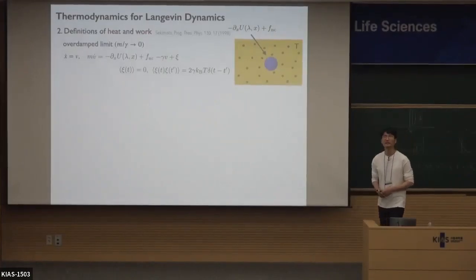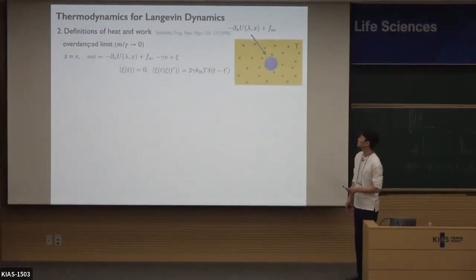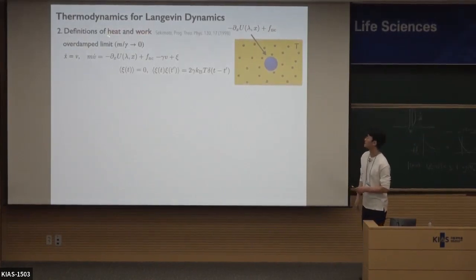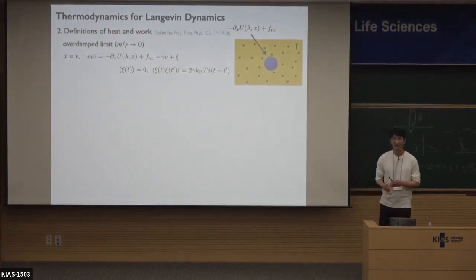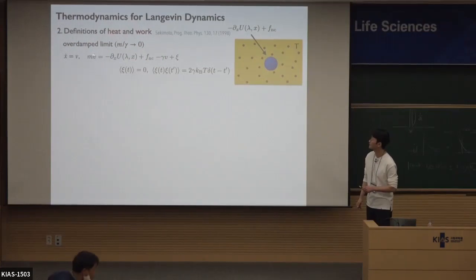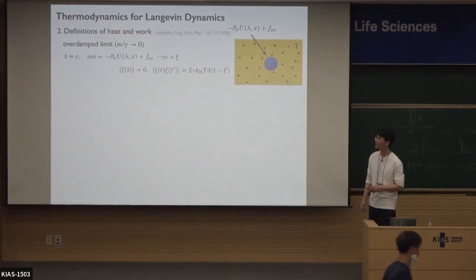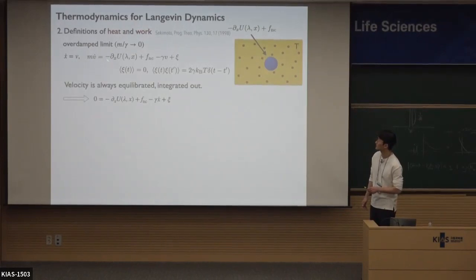Okay, and now let's consider the overdamped limit. The overdamped limit is the limit where M over gamma goes to zero. In such a limit, the velocity relaxation time is very short compared to the dynamics of the position. So in such a case, we can neglect this inertia term, and then this equation becomes this one. This equation is called the underdamped Langevin equation, and this equation is called the overdamped Langevin equation.